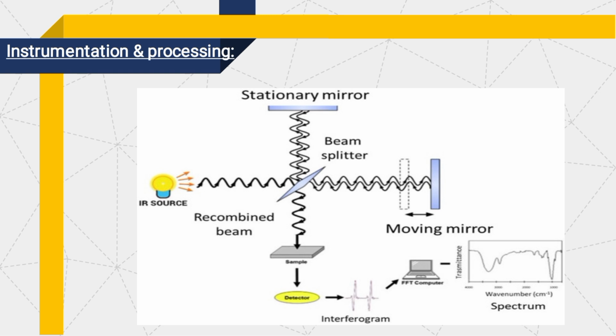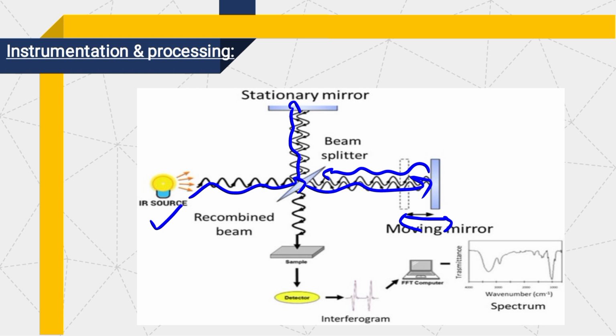Instrumentation and processing. Here is an IR source that we have already discussed. The beams are produced from the IR source and they are directed towards the beam splitter. At the beam splitter, the beam of light is split into two. One goes towards the stationary mirror and the other goes towards the moving mirror. This moving mirror moves continuously, and after reaching the mirrors the rays come back.